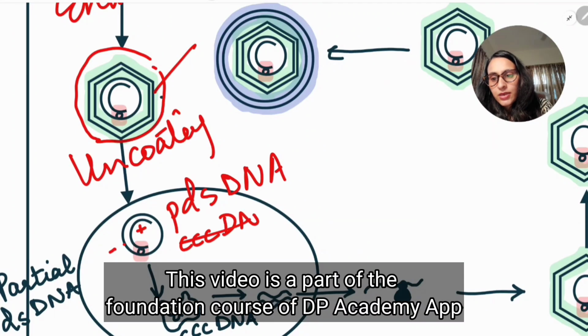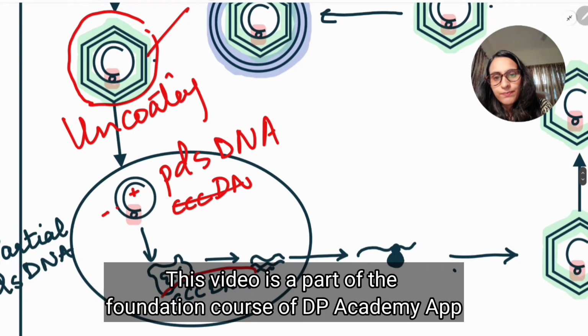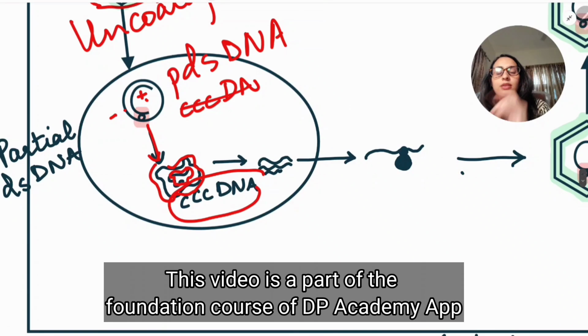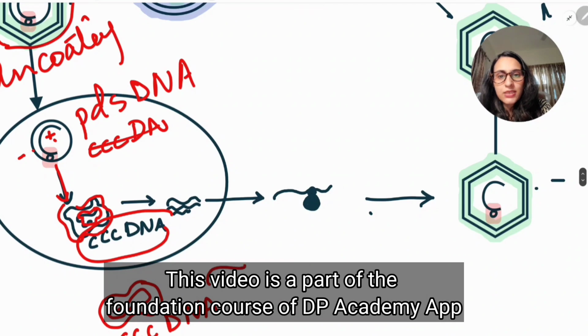DNA. This DNA, this is a partial DNA, and then it is completed. Both of the strands are completed, and this is known as CCC DNA, which is covalently closed circular DNA. So you can see this partial DNA when it gets completed is known as covalently closed circular DNA, since it is circular in shape. Then the transcription occurs from this DNA, RNA is synthesized.